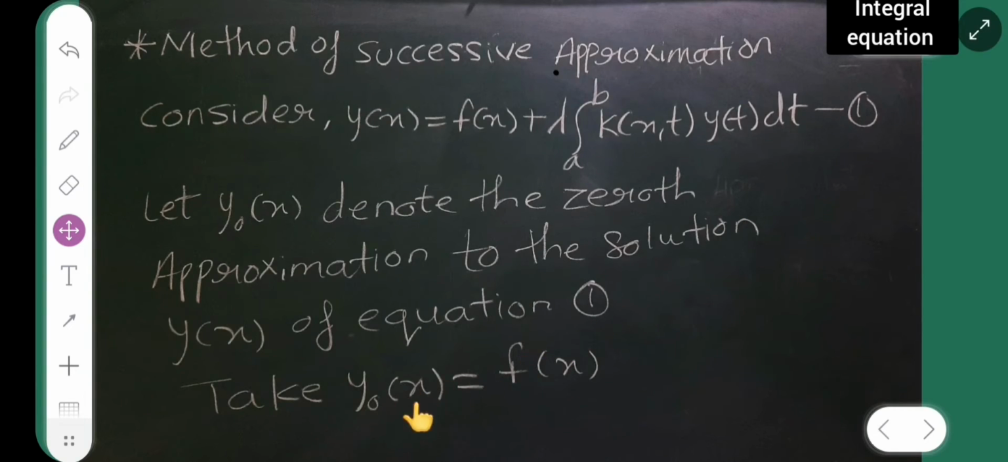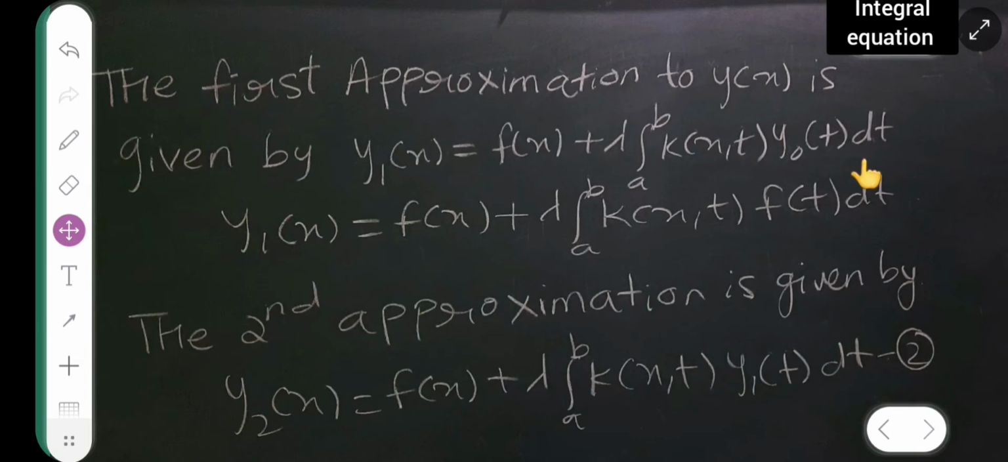Here my y naught of x is equal to f of x, but if it would be t, then here also it would be t, right? So now put f of t dt. Now the second approximation is given by y2 of x is equal to f of x plus lambda integral from a to b k of x comma t y1 of t dt, and take this as 2.